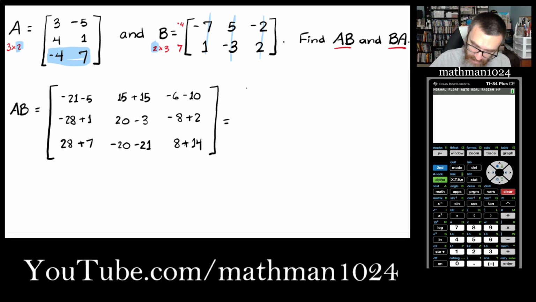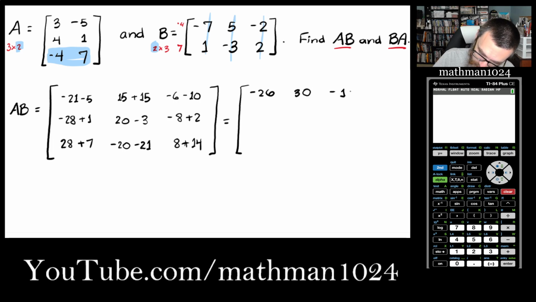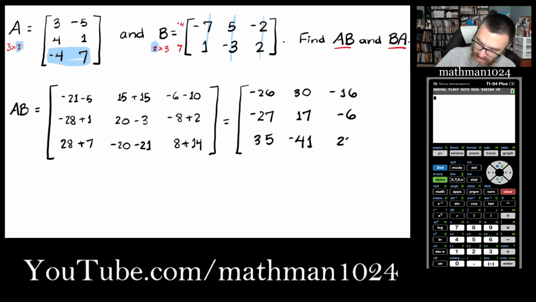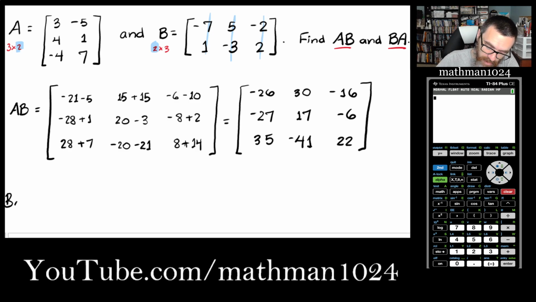So then we just finish this up, do the operation. So we have negative 26, positive 30, negative 16. Then we have negative 27, positive 17, negative 6. Then we have 35, negative 41, and 22. So there's the product of A times B. All right, so now we're going to change things up. And we're going to see what happens whenever we do B times A. So B times A is something that we can do.